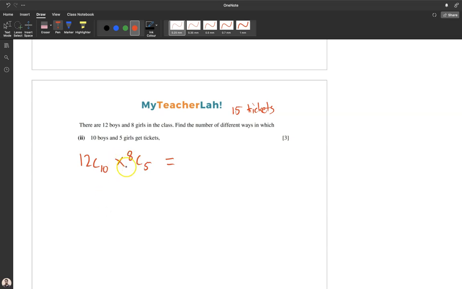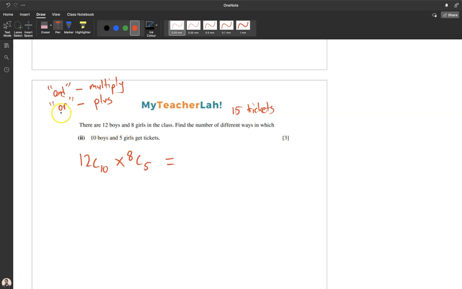Why is it not a plus? All right. So the reason is because whenever you see the word "and", it's highly likely that we go with multiplication. If you see the word "or", it's highly likely that we go with the plus or addition. Now the reason is because "and" means the event is occurring at the same time.